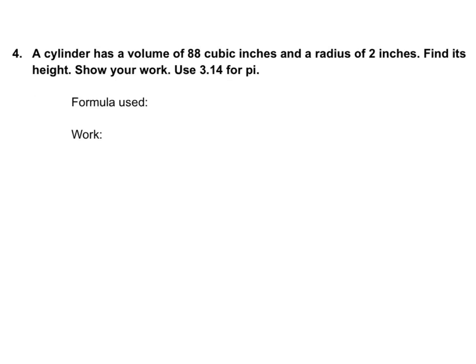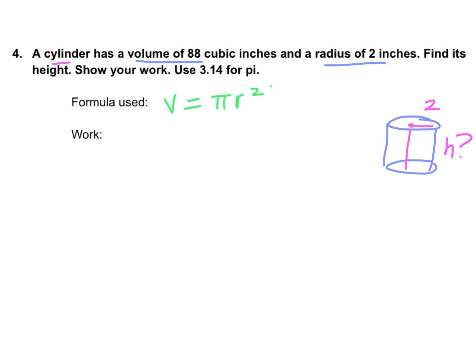Okay, for number 4, a cylinder has a volume of 88 cubic inches, and we know the radius is 2 inches. Find its height. Okay, so I'm going to do a quick sketch here just so I can make sense of the problem. So this time I know the volume, and I know that the radius is 2, but the height, we don't know the height. Okay, so what formula do we use? Well, it's a cylinder. So V equals pi r squared h.